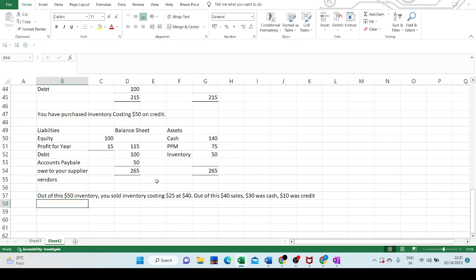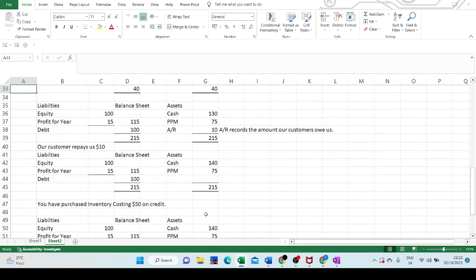So now you had what? Inventory costing 50. Out of that inventory, you sold inventory costing 25. So basically, you sold half your inventory. Half is sold, half is unsold, right? You sold your half inventory at 40, and out of this $40 in sales, 30 was cash, 10 was credit, right? So now, will this transaction impact your income statement? Yes, this transaction will impact your income statement.